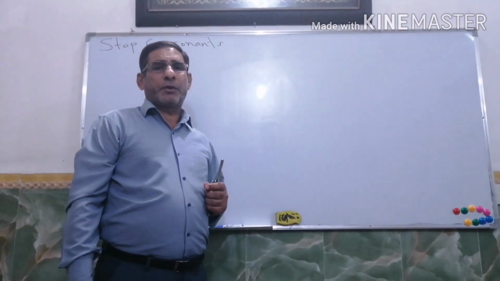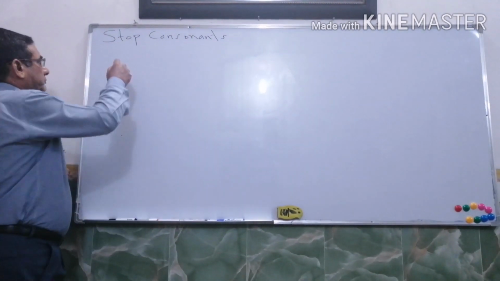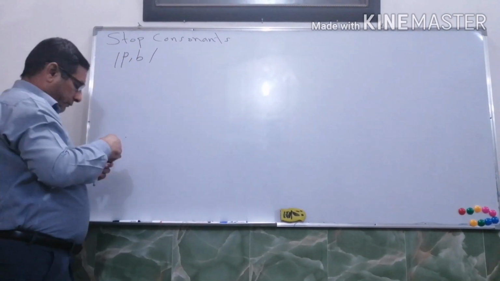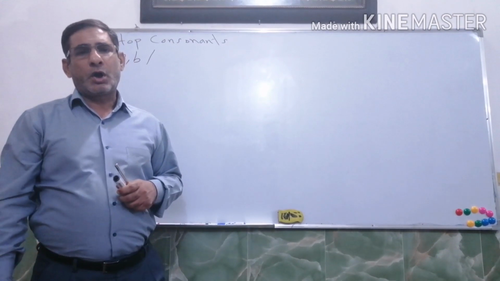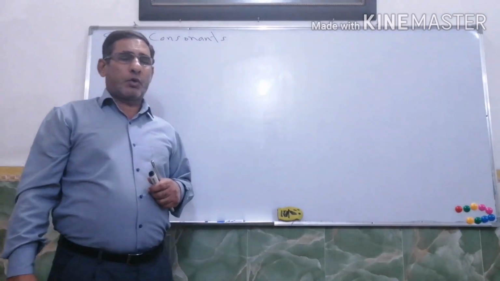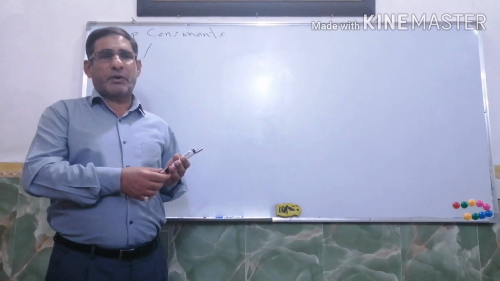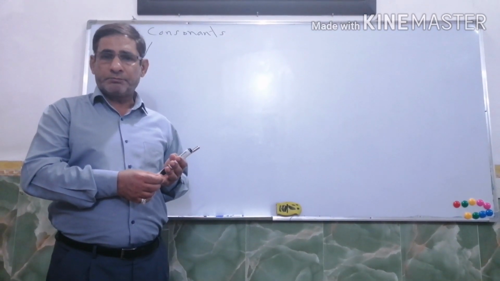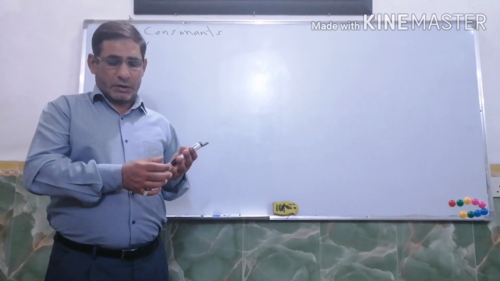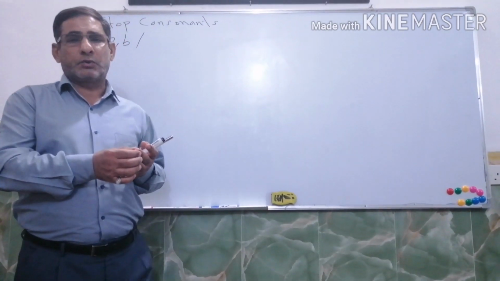Now I'm going to talk about the first pair of stop consonants, that is pe, be. What do we have here? As you know, we have three things to talk about. The first is that we have to draw the diagram. We have to mention the points related to the production of the sound, and also we have to describe these two sounds.